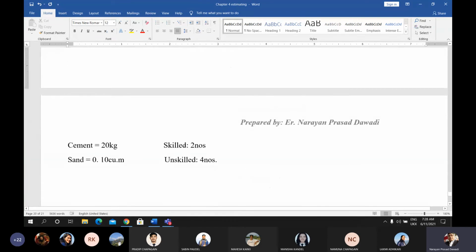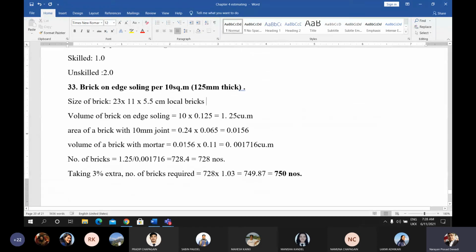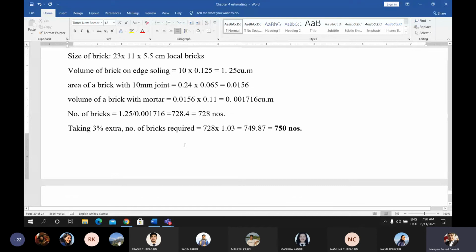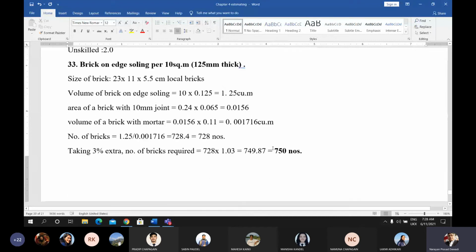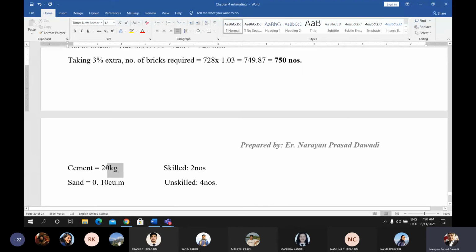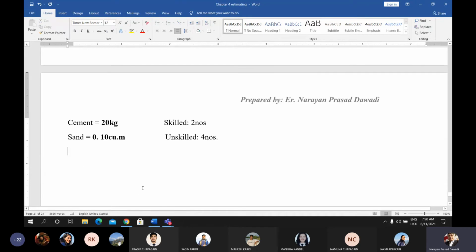After knowing this, you can do rate analysis by yourself. The material will be bricks 750 number, cement 20 kg, sand 0.10 cubic meter. If you want to provide the water, then the water cement ratio is 0.8. You can provide water. Now the skilled manpower is 0.20 number, unskilled manpower is 4 number. You don't need to transfer equipment here.